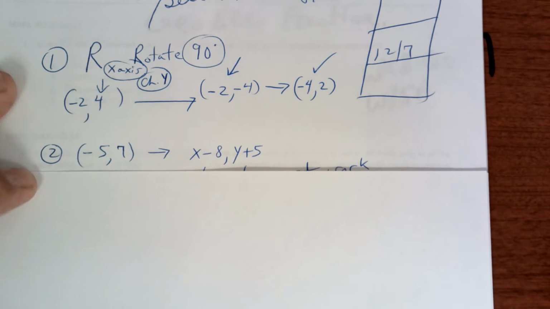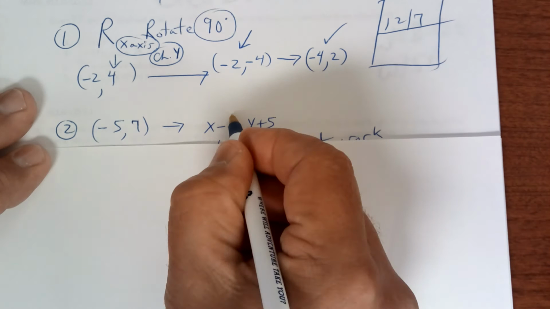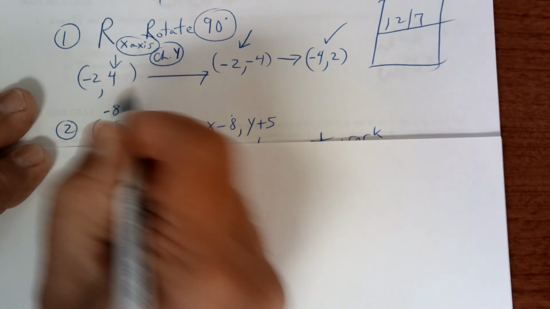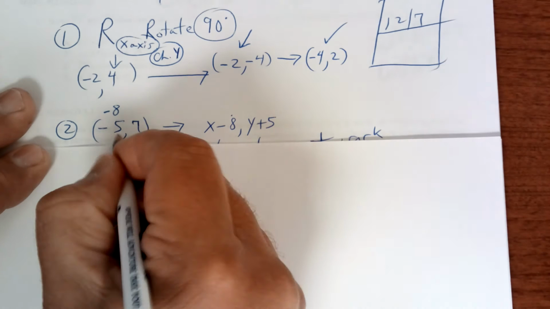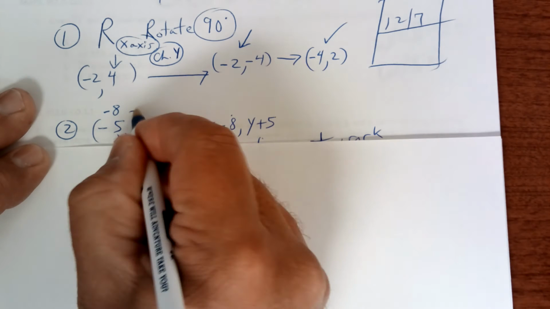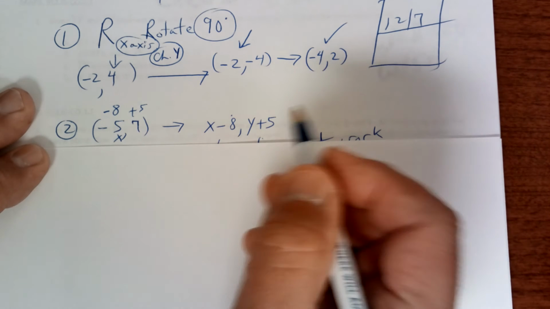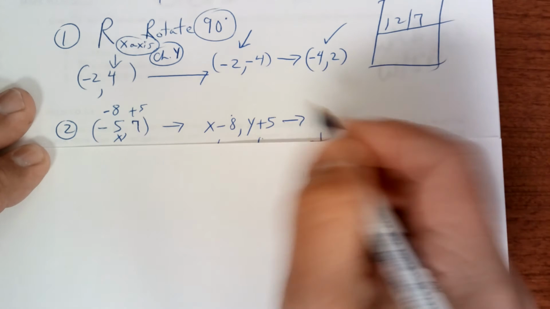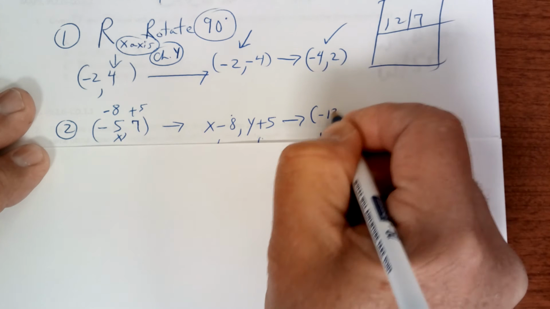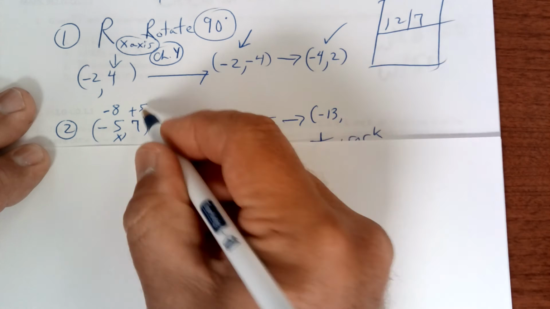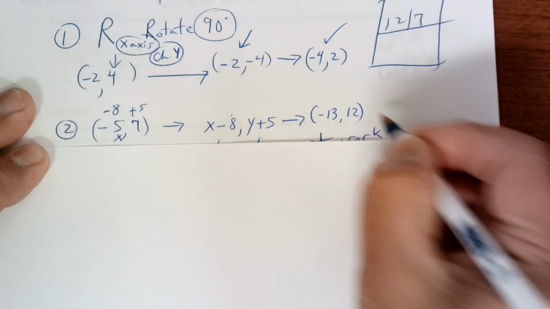This one is just a translation, just a slide. So you want to put a -8 right here on the X. And then you want to put a +5 on the Y. So the new point here is going to be a -13. And this is going to be 12. And that's it. That's how you do that.